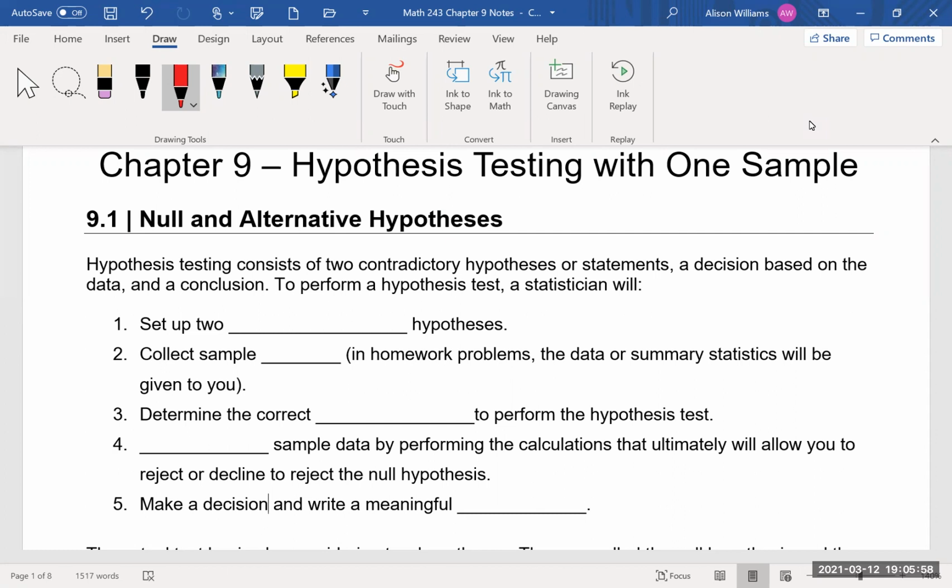From science, most people are aware that a hypothesis is an educated guess. So this is the science part of statistics. If you remember, the definition of statistics is that it is a science. So when we do a hypothesis test, we follow some basic outline. You would start by setting up two contradictory hypotheses.